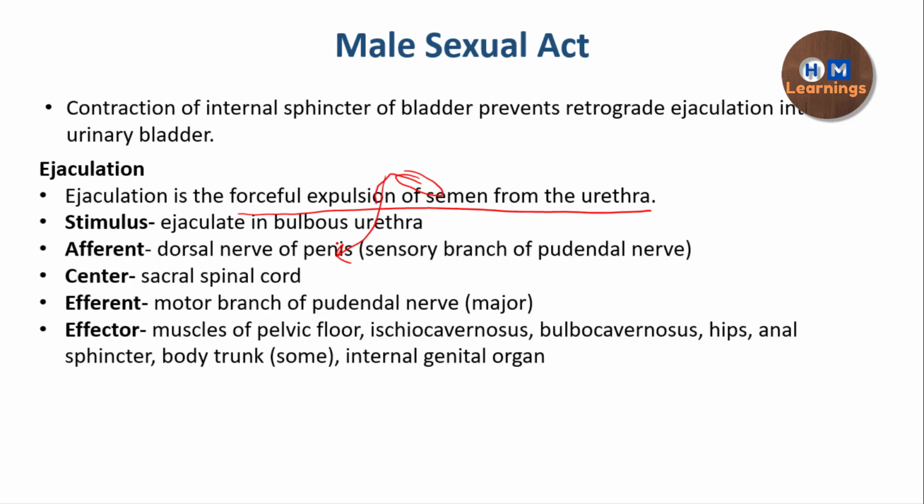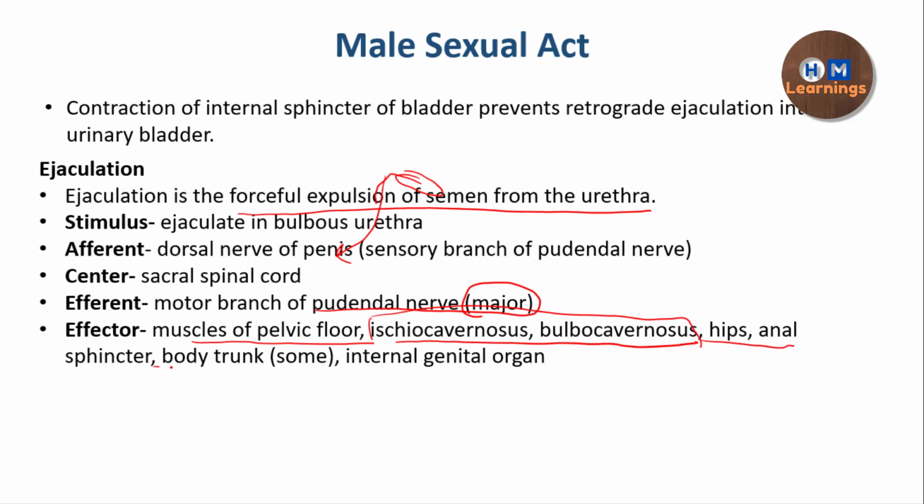The efferent is going to be the same again. The center is the sacral spinal cord. The motor branch of the pudendal nerve is acting as a major one. It is not the sole one, it is a major one, and there will be contraction of many muscles. There will be contraction of the pelvic floor, then the muscles present at the base of the penis. As I said, they have the major role during the ejaculation.